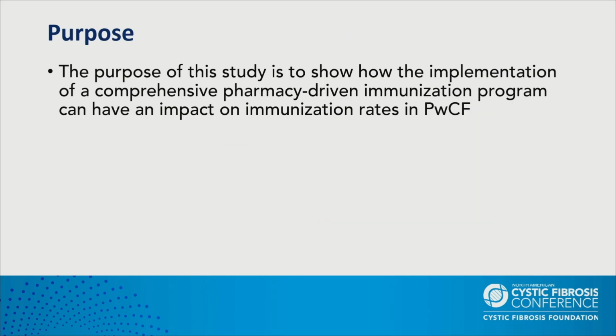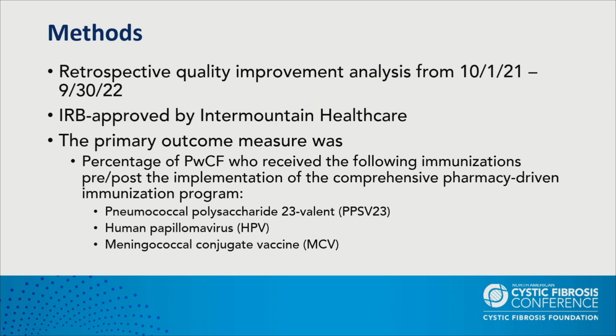So the purpose of this is to show the impact the implementation of the pharmacy team can have on the immunizations of our patients with CF. The method we used was a retrospective quality improvement analysis from October 1st, 2021 to September 30th, 2022. So we actually just finished this about a month ago. We had an IRB approved by Intermountain Healthcare, and the primary outcome measure was to look at the percentage of our population with CF who received the following immunizations pre and post implementation of this pharmacy-driven program.